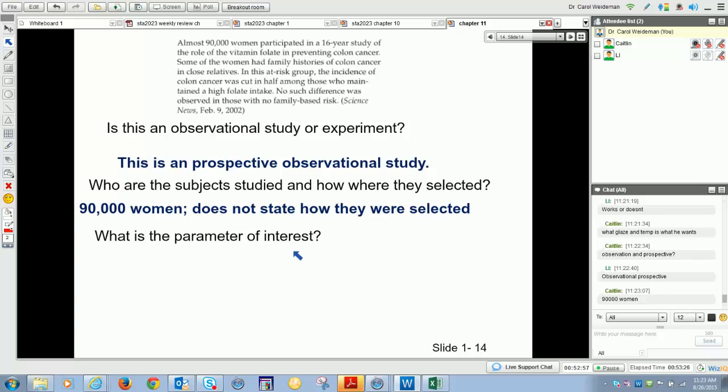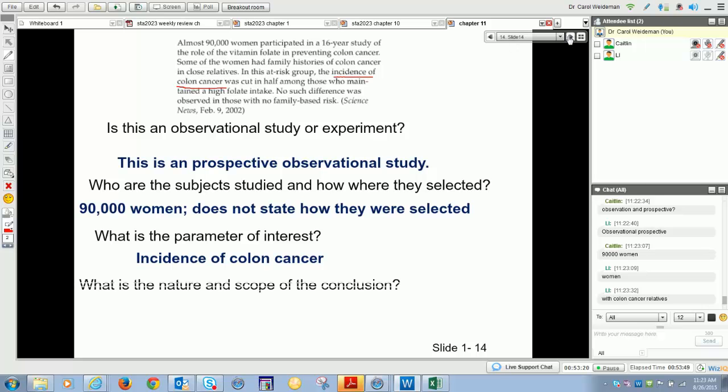What's the parameter of interest? What is it that they're interested in looking at or measuring? Well, definitely the colon cancer, and they're actually looking at the incidence, remember, because it said the incidence of colon cancer was cut in half. So there's your population parameter of interest, the incidence of the colon cancer. And what was the nature and scope of the conclusions?